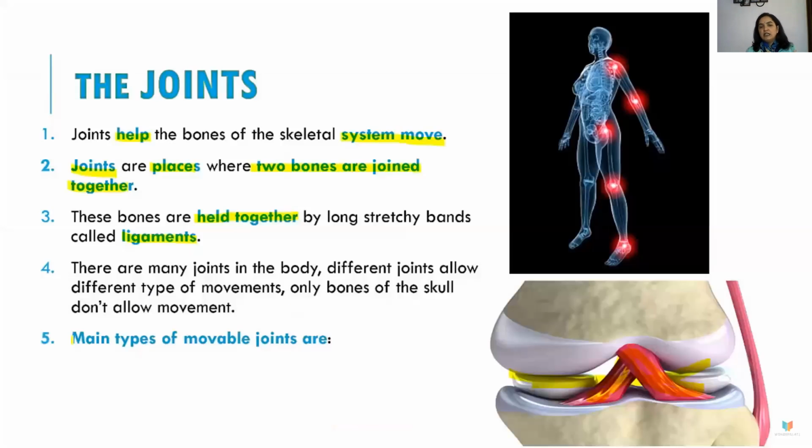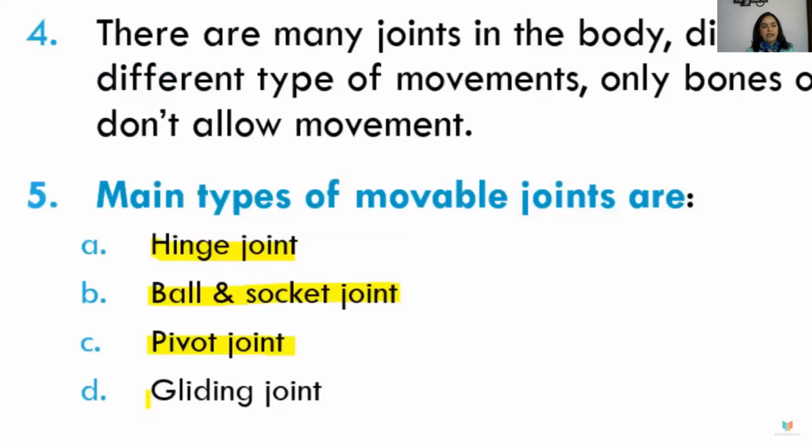Now the main types of movable joints are, first, the hinge joint, then the ball and socket joint, the pivot joint and the gliding joint. Now one by one I'll be explaining the joints to you.